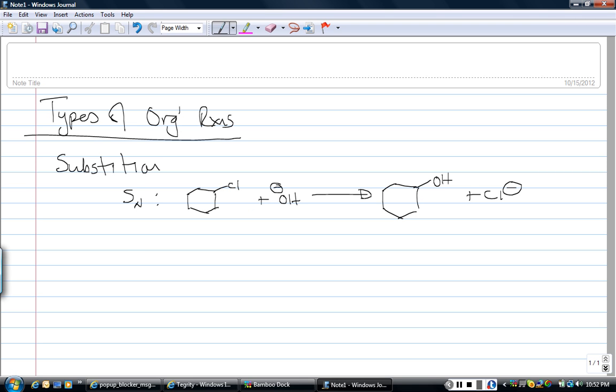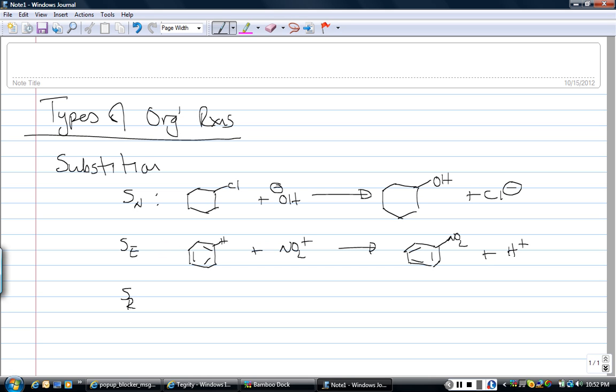We saw that there were SE reactions where, for example, I think the one I gave you was if we had benzene reacting with, say, NO2 plus, that would give rise to nitrobenzene. In particular, it's called an SEAr reaction, but it's an SE reaction.